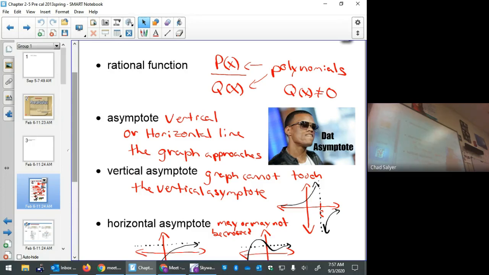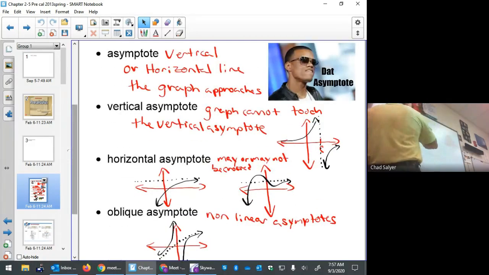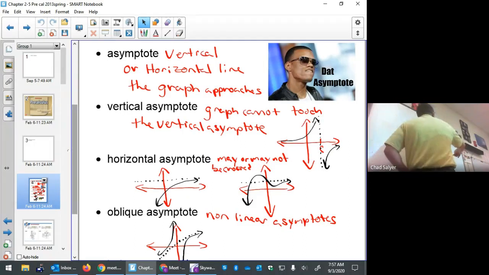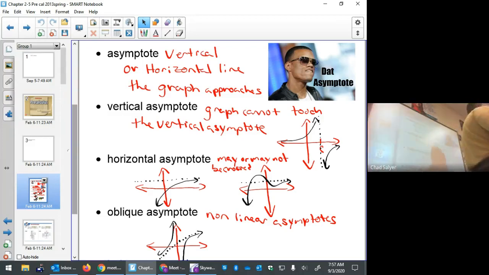So if we look here at our two asymptotes, a vertical asymptote is an excluded x value, and it's the infinite type discontinuity we encountered in the previous chapter.